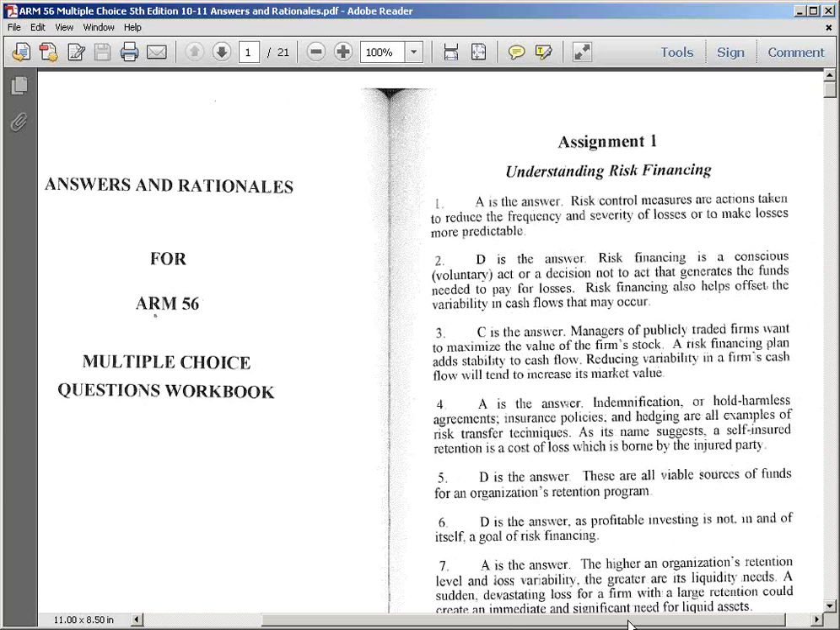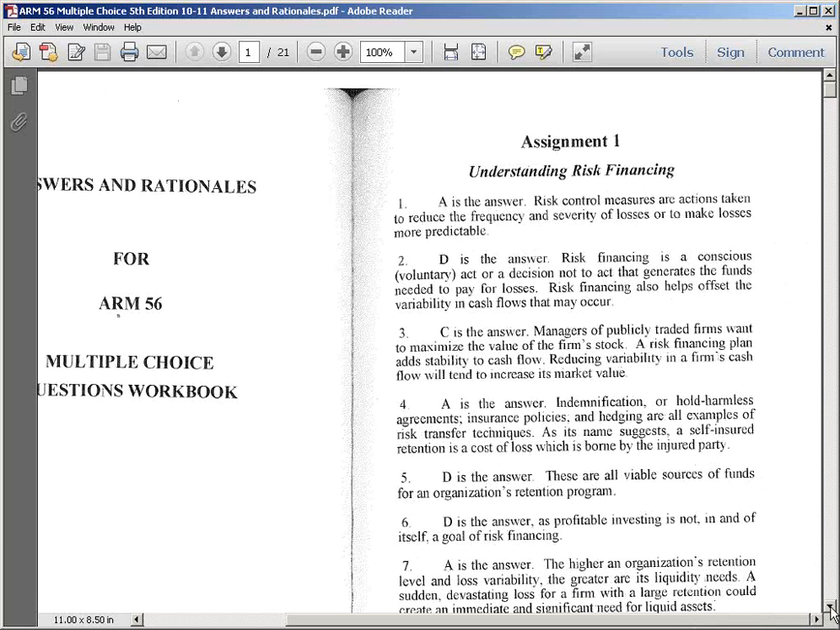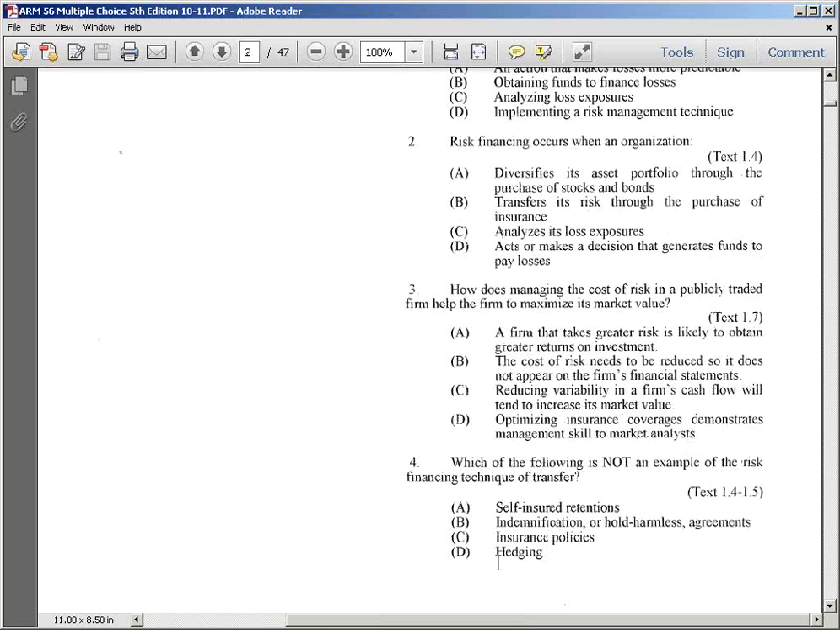What I like about the KIR guide, and I'm kind of doing a little advertisement for it here, is that compared to the Institutes, where they just say here's the answer, look it up on page such and such, and don't tell you why, the KIR guide gives a little why answer. It says indemnification or hold harmless agreements, insurance policies, and hedging are all examples of risk transfer techniques. As the name suggests, a self-insured retention is a cost of loss which is borne by the injured party. So the key word here is the technique of transfer.